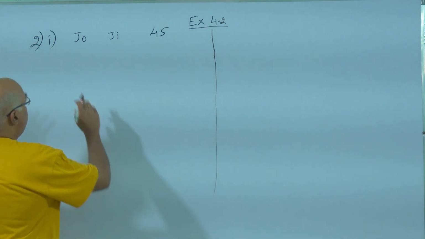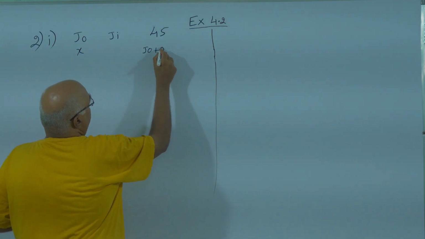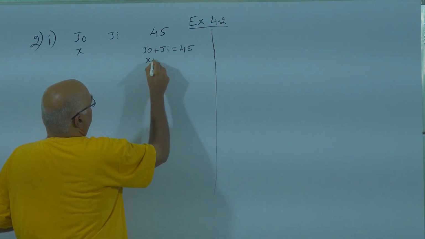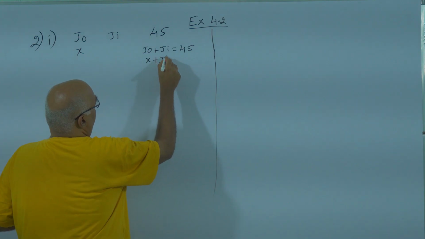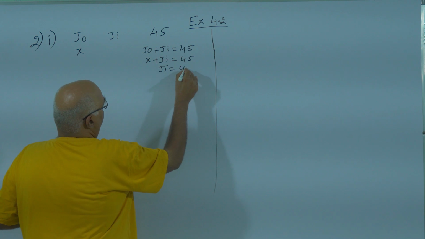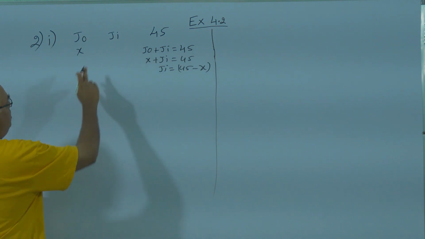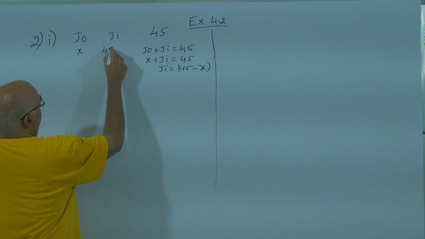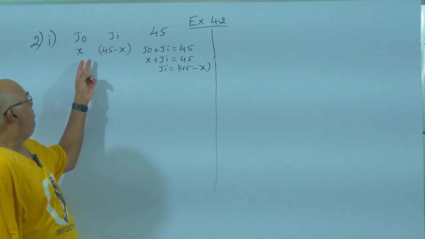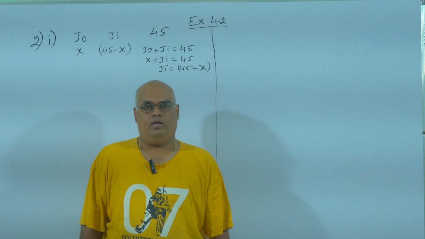Let us assume that John has X marbles. John plus Jivanti is equal to 45. So X plus Jivanti is equal to 45. So Jivanti will have 45 minus X marbles. So initially both are having X and 45 minus X marbles. In total they are having 45 marbles.